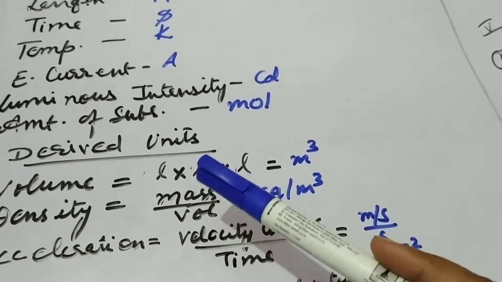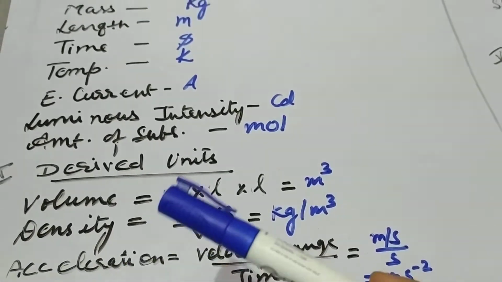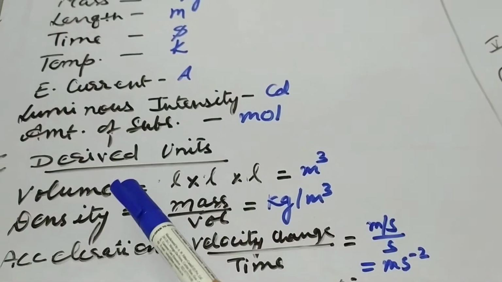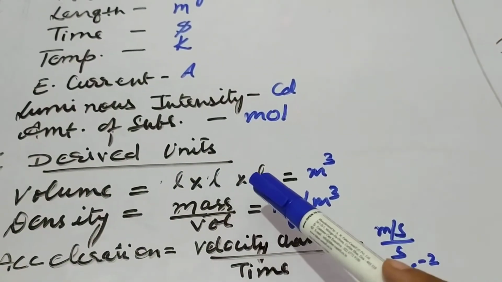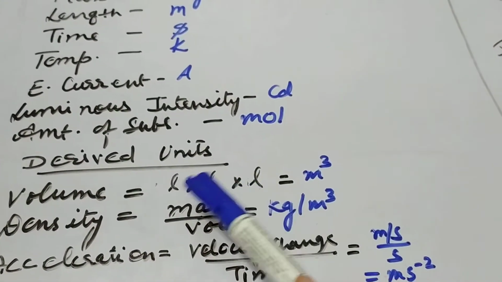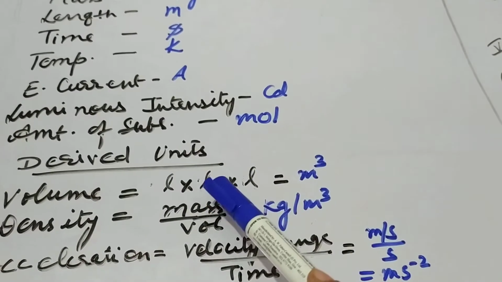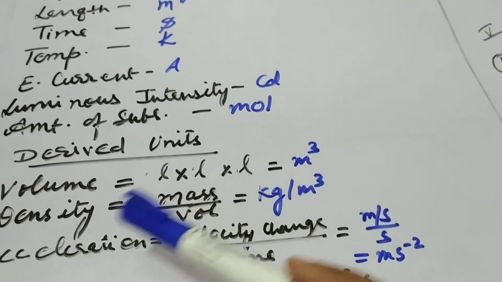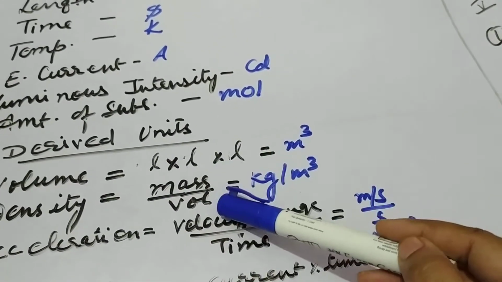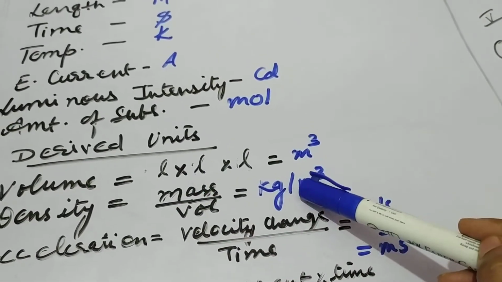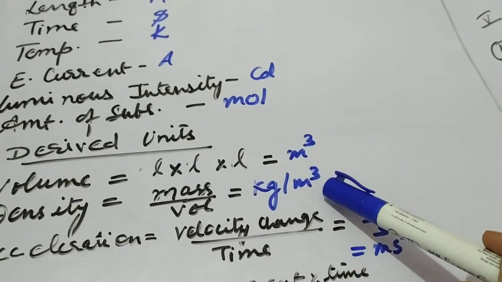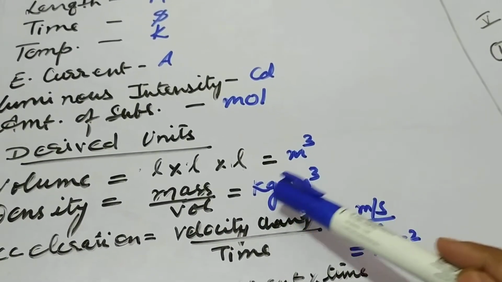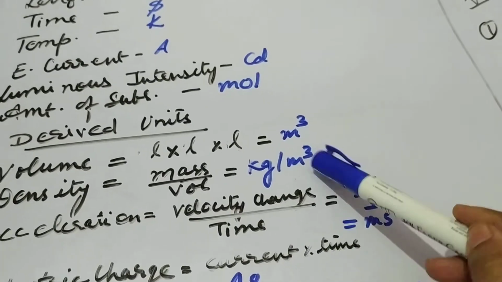Next is derived unit. Derived units, as the name suggests, are derived from the SI units. Volume, the formula of volume is length cube, so L into L into L, and the unit of length is meter in SI unit, so meter cube is the derived unit. Density formula is mass per unit volume. Mass SI unit is kg, and volume SI unit is meter cube, so the unit of density becomes kg per meter cube, which is a derived unit.